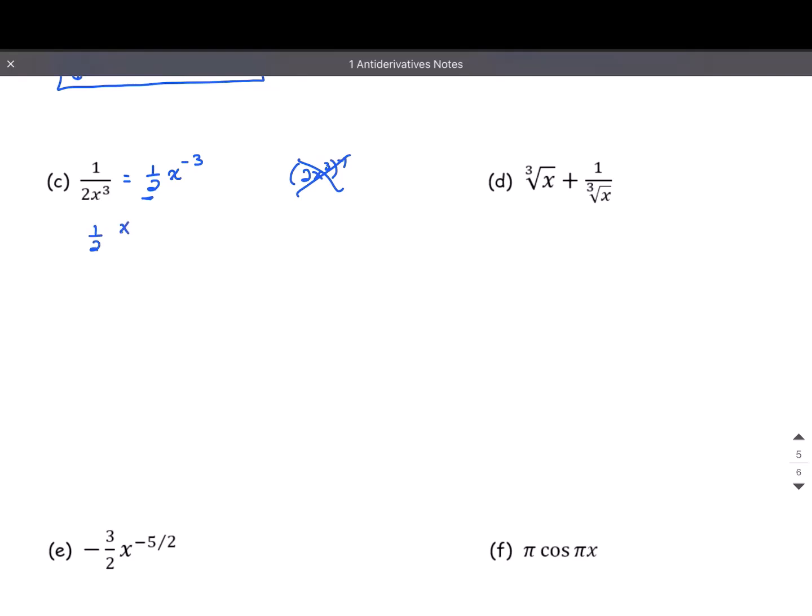Not at this point. So we're going to keep our constant 1/2. We have x to the negative 3, so we're going to add 1 to that exponent, so that's negative 2. Divide by that new exponent, negative 2. Don't forget your plus c. Now, we have here a 1/2 times a negative 1/2. That's negative 1/4 x to the negative 2 plus c.